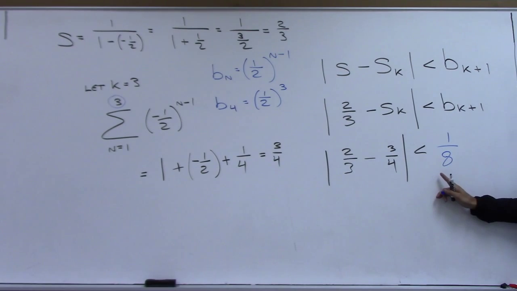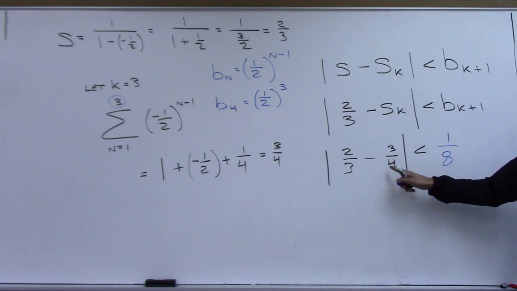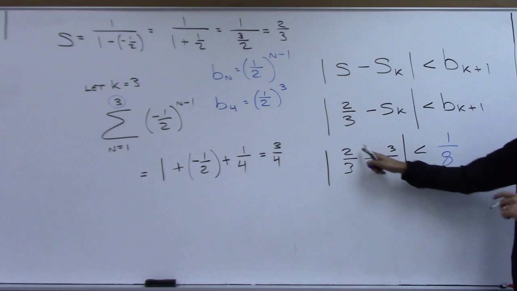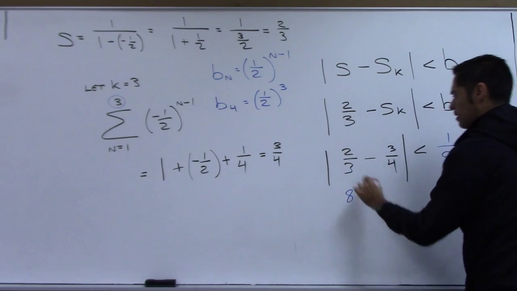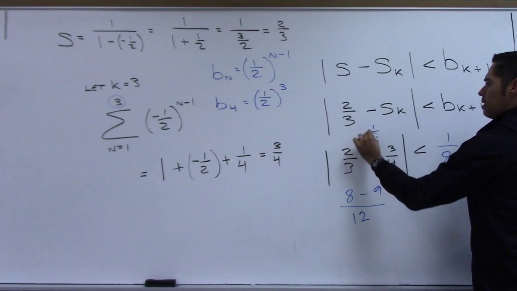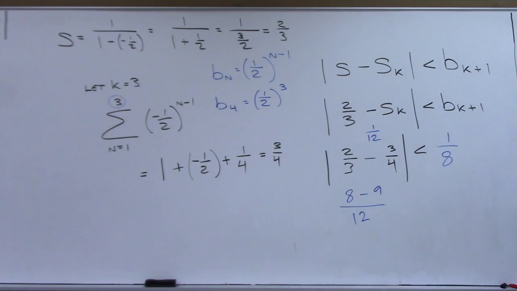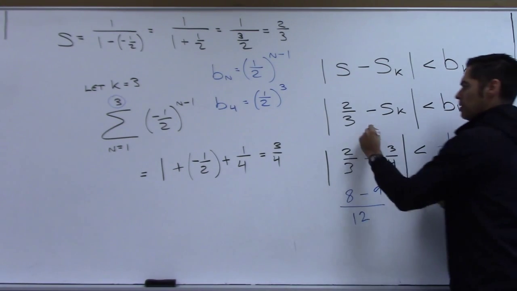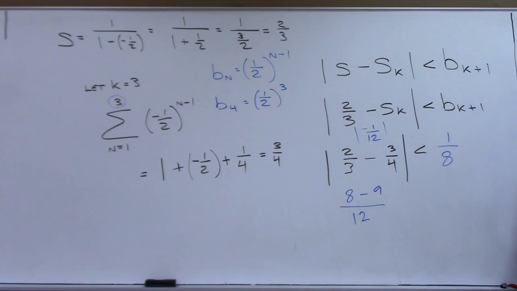Should we check to see if this is true? Put these two fractions together. 8 minus 9 over 12. This is 1/12. Negative, but in absolute value, yes. Is the absolute value of negative 1/12 less than 1/8? Yes.